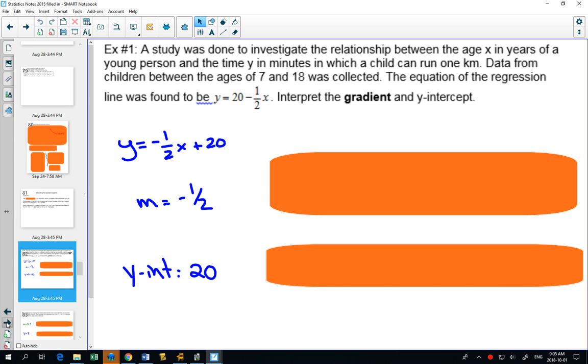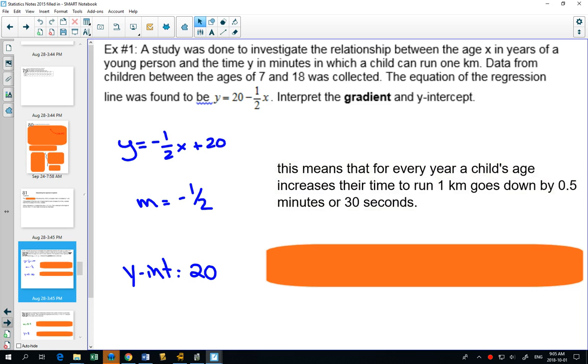So we've got our equation. Our slope is -0.5. Our y-intercept is 20. And if you were asked to interpret what they mean, well, you could say about the slope that for every year a child's age increases, because that's your independent value along your x-axis, the time to run 1 kilometer goes down 0.5 minutes or 30 seconds.